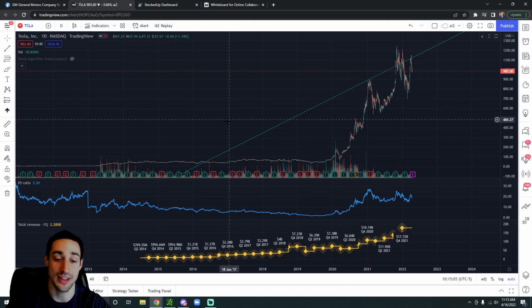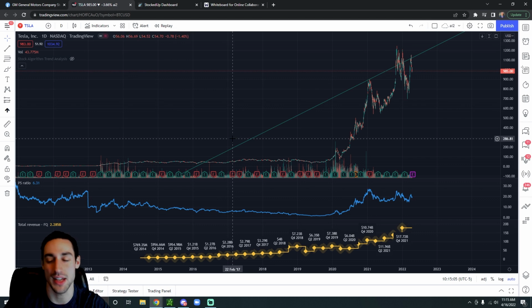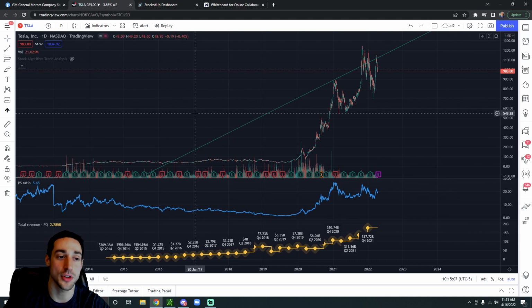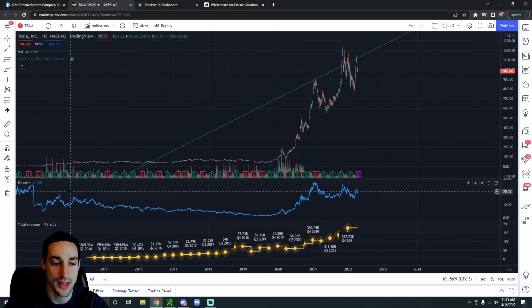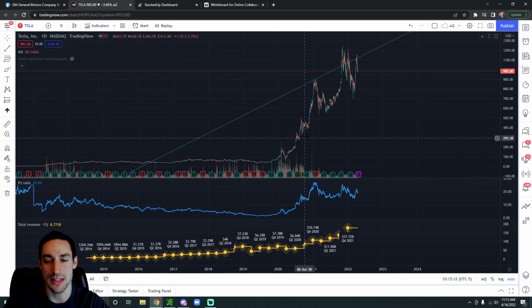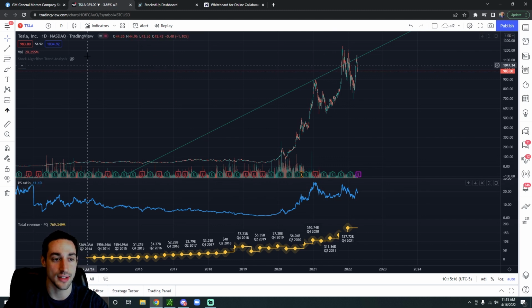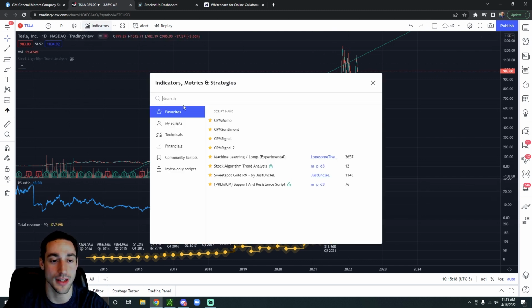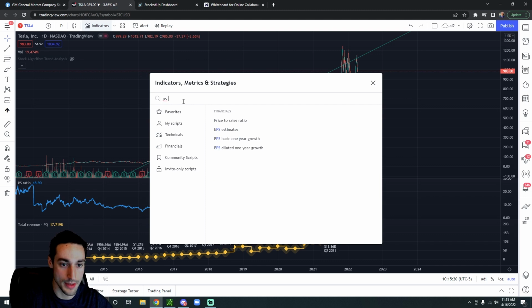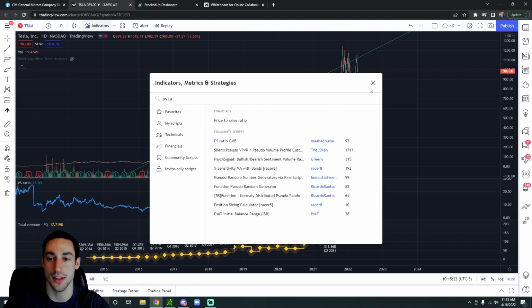And then you can check the historic price to sales ratio in many different ways. I prefer using TradingView.com because it's in a pretty easy to see way, and I just like it the best. So you would just add the price to sales ratio onto the bottom by clicking indicators. You just type in PS ratio, and then you can just click it like that.